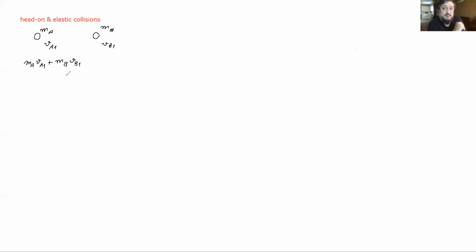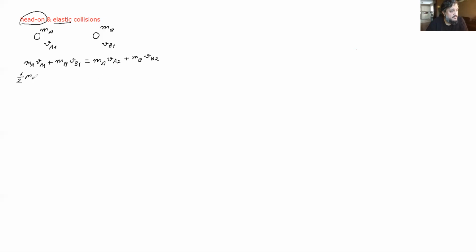Now, I didn't put arrows on these because there's only one component to work with, okay? I'm going to do the same thing for the total momentum after the collision: ma va2 plus mb vb2. So these are the x components of those velocities, and this is the momentum conservation. Now, that's the head-on part. What about the elastic collision condition? That means the kinetic energy is conserved.